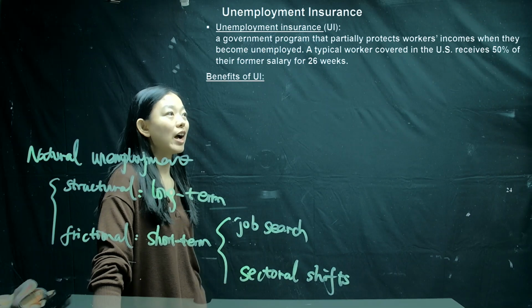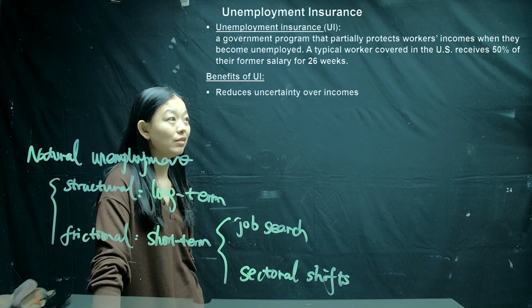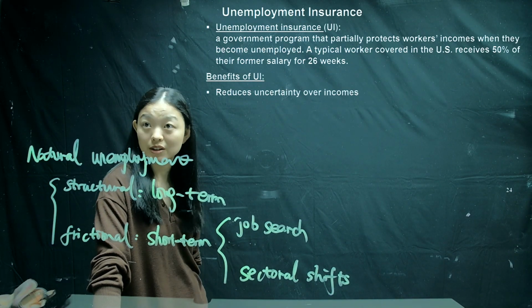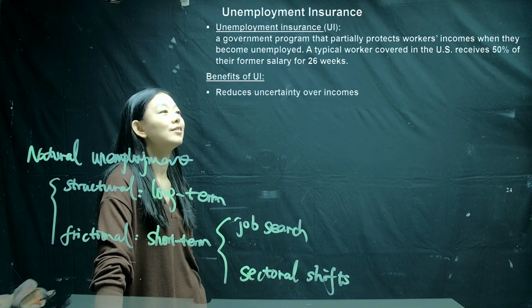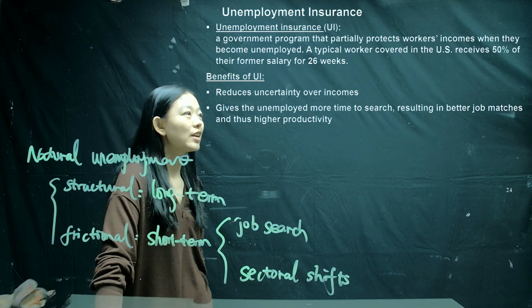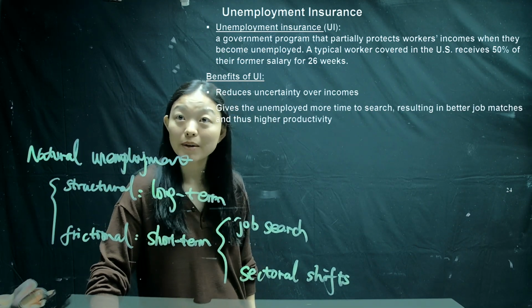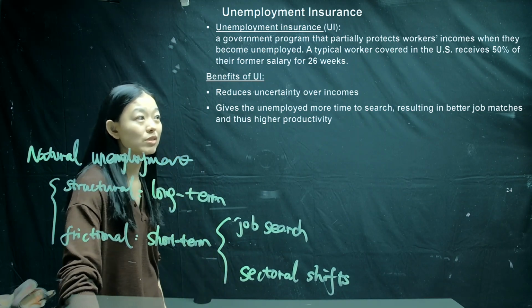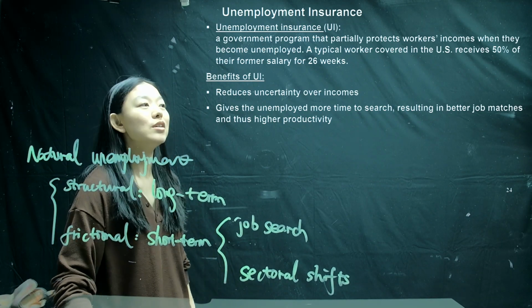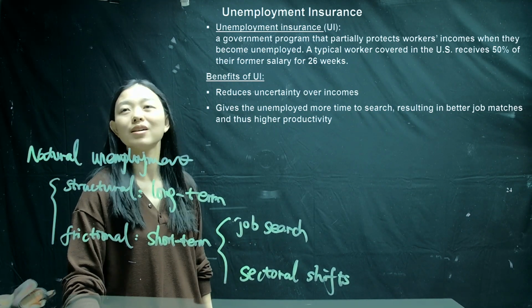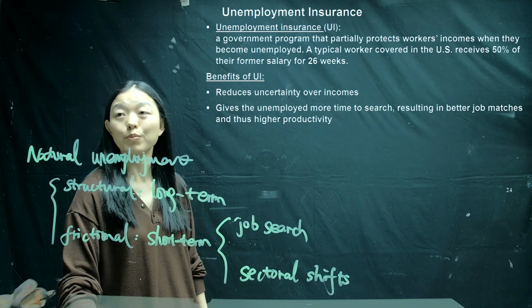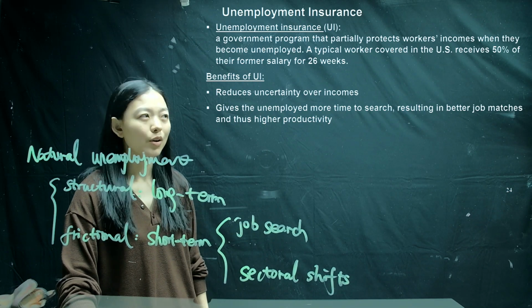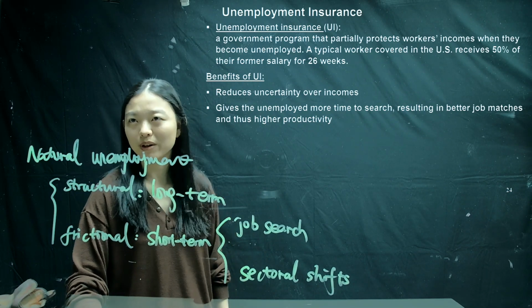The benefits of unemployment insurance can definitely reduce the uncertainty over income, right? And it can give the unemployed more time to search for a job, resulting in a better job match and higher productivity. So these are the two major advantages of unemployment insurance. Can you think of some drawbacks of unemployment insurance?